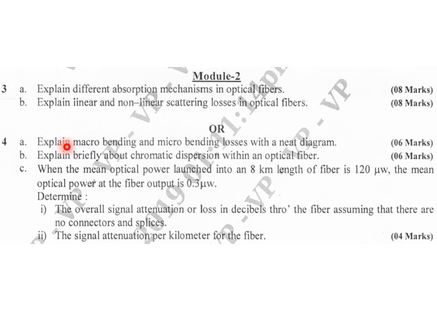Coming to the fourth set, the first question is to explain macro bending and micro bending losses, which come under fiber bend loss. It is asked for 6 marks, 3 for each. Fourth B is asked as chromatic dispersion in an optical fiber, for 6 marks. We just need to understand the mark allocation of 6 for chromatic dispersion. The fourth C is a problem, and we'll discuss this problem in the further slides.